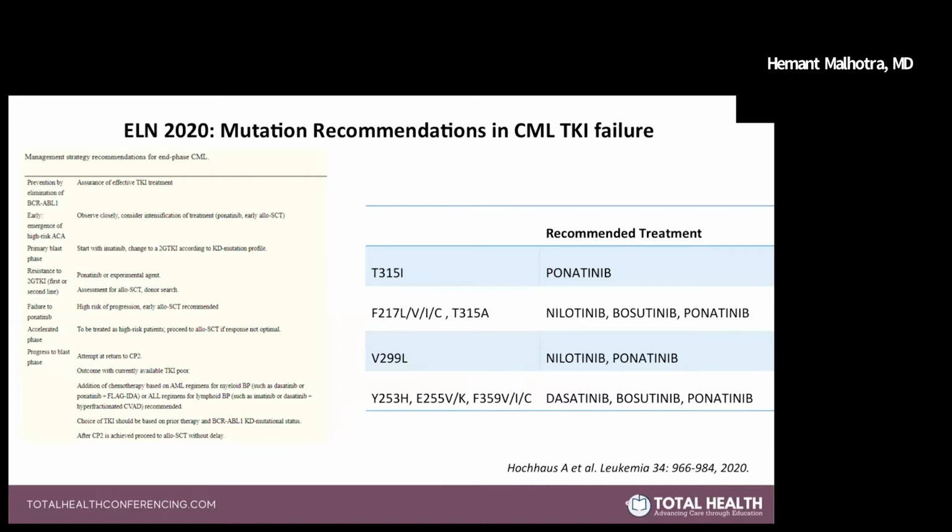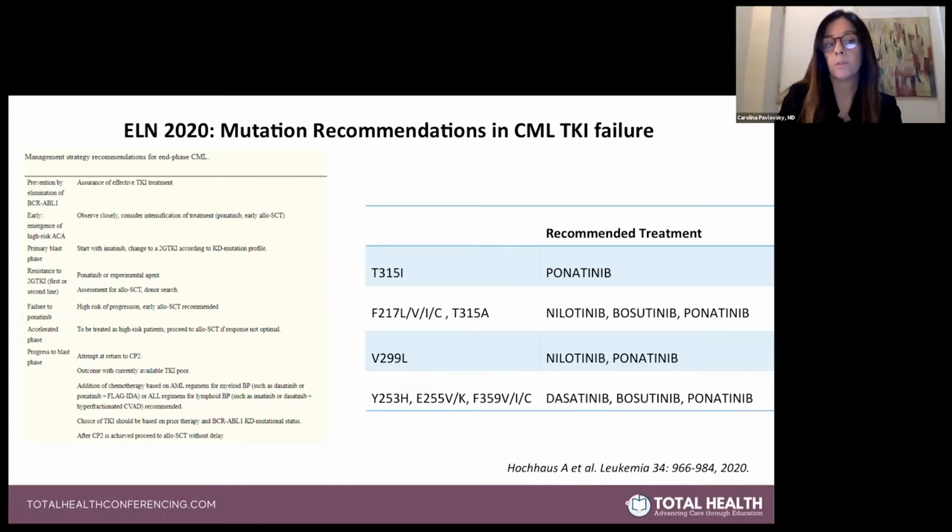In the other part of the slide, you can see the management strategy recommended for the advanced phases. I'm not going to read it all, but it's important to take into account that, for example, in primary blast phase, starting with Imatinib and changing to a second generation TKI according to kinase domain mutation profile is recommended. And if we have a failure with ponatinib in this population of high risk patients, we must study, and it's recommended early, an allo transplant.